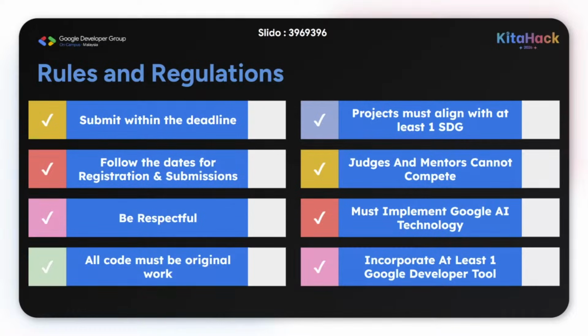Regarding the project, it must align with at least one SDG, but it's not limited to one. You can integrate two or more SDGs, but more SDGs does not lead to more marks; we will value the impact of your project. Judges and mentors cannot compete in KitaHack 2026, and all participants' projects must implement Google AI technology as well as Google developer tools.